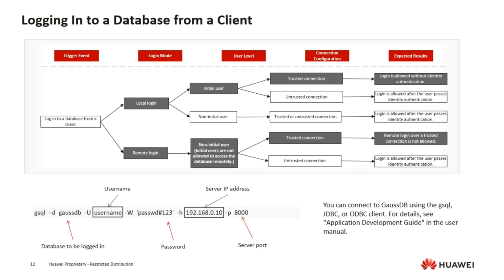The following is a simple example of connecting to a database using the GSQL client. Start with gsql, of course. -d GaussDB means we are going to connect to a database named GaussDB. -U indicates the username and -W indicates the password. Then -h shows the server IP address and -p shows the server port.